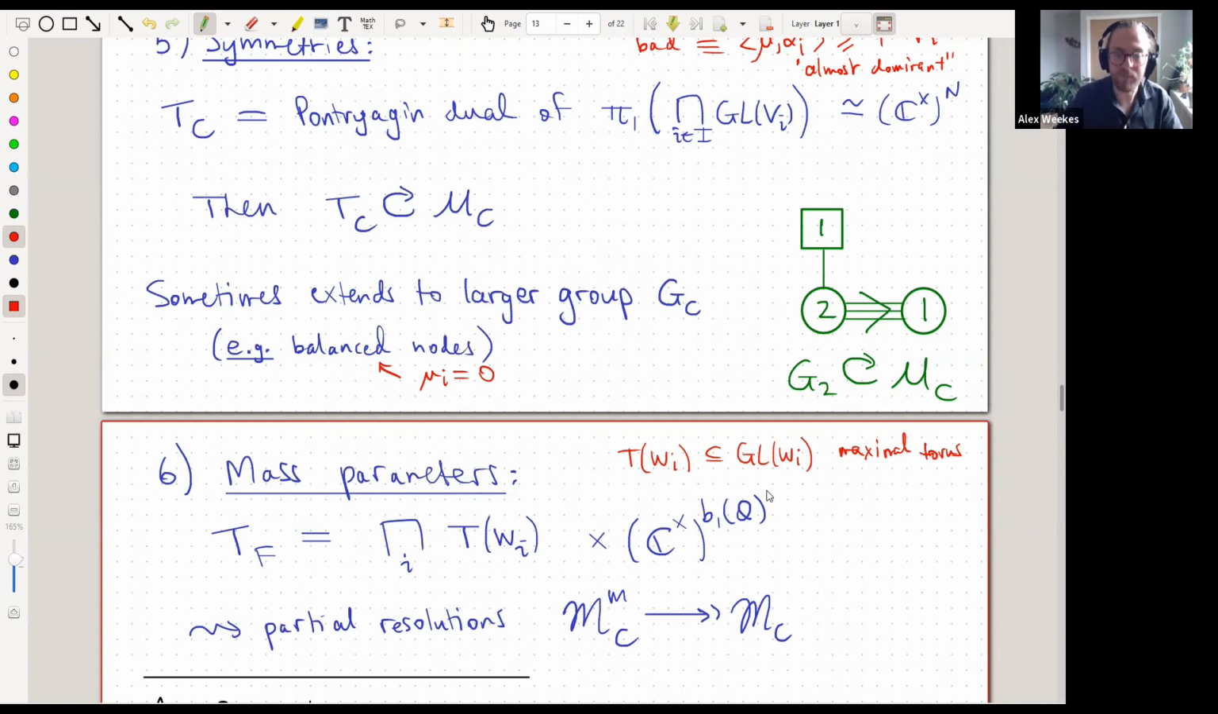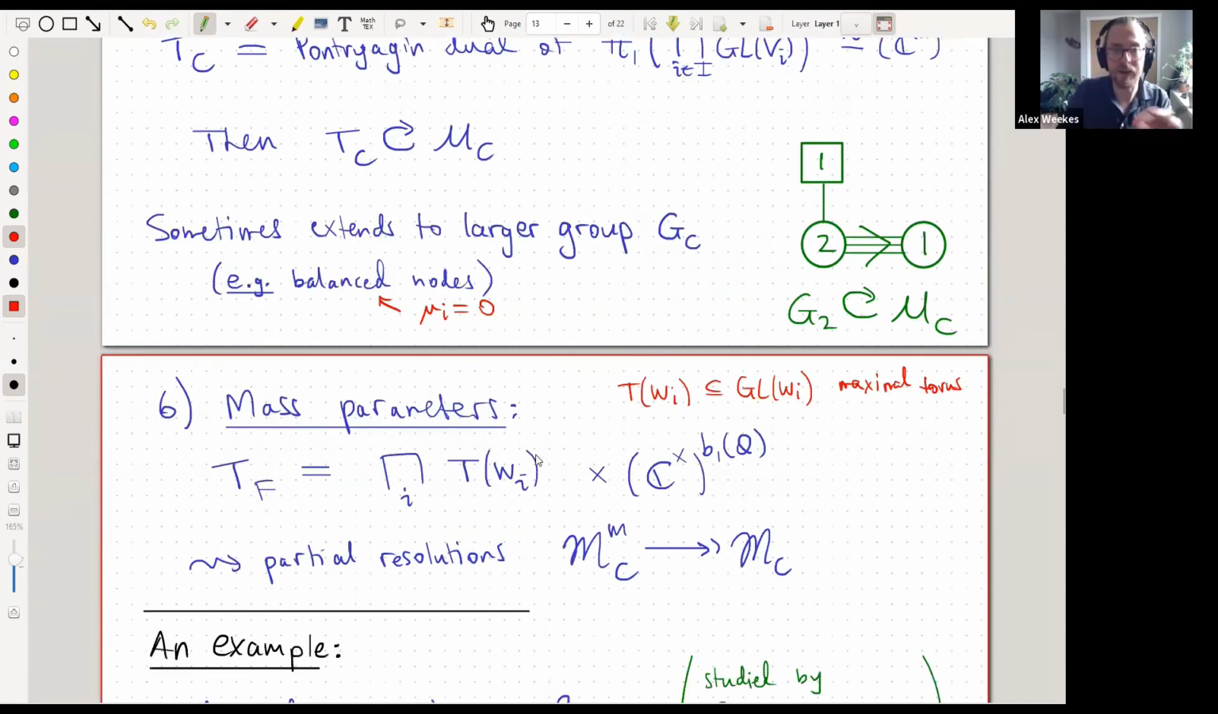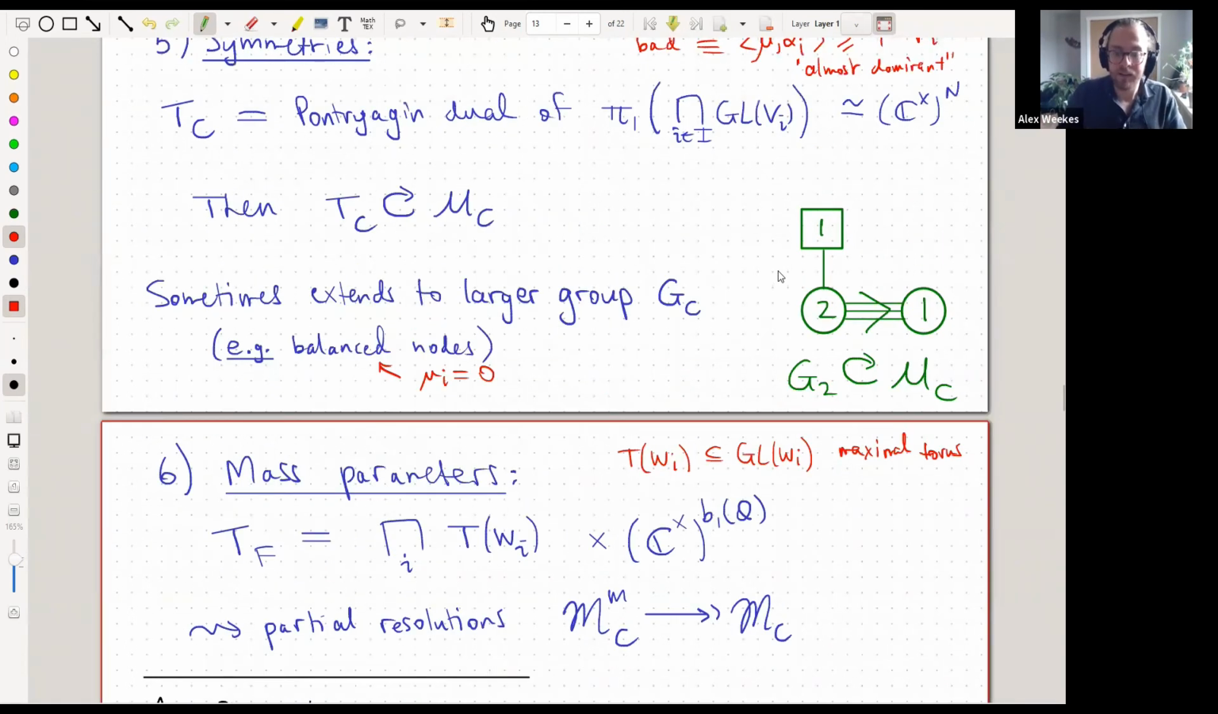But essentially, the motto is most of the same structures that appear for ordinary quiver gauge theories extend to this definition, and they behave in the exact same way that you would expect. So there is a monopole formula. There are several notions of symmetry, and there are these mass parameters, etc. Okay, so that's a lot of sort of technical things.